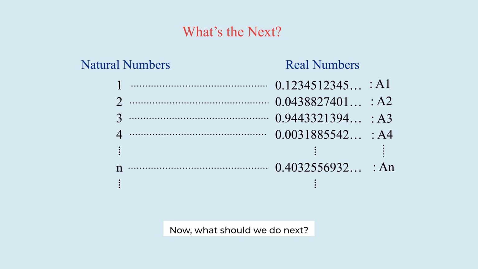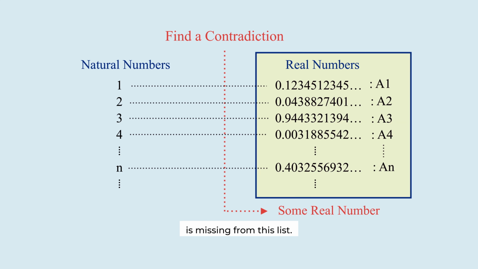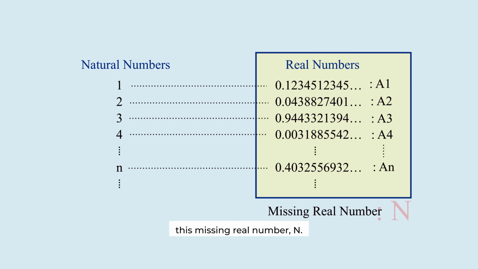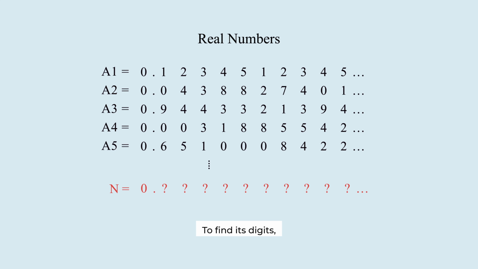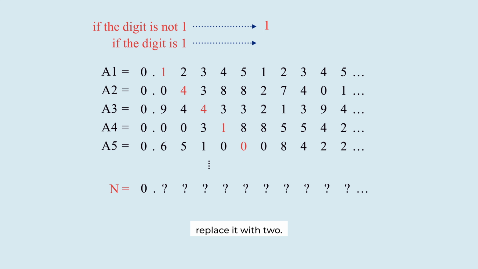Now, what should we do next? Exactly, we need to find a contradiction. That contradiction will appear if we can show that some real number is missing from this list. So let's create this missing real number n. To find its digits, we draw a diagonal across our list: the first digit of A1, the second digit of A2, the third of A3, and so on. Take each diagonal digit and, if the digit is not 1, replace it with 1. If it is 1, replace it with 2. That's the nth digit of the number n.